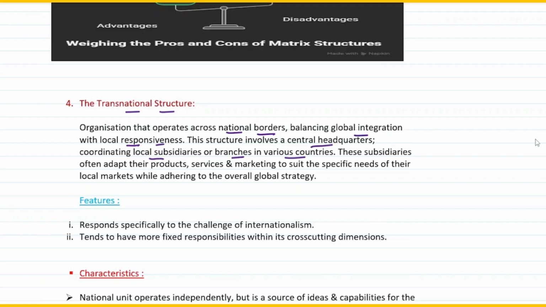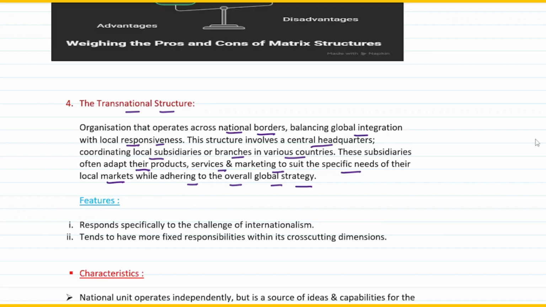These subsidiaries often adapt their products, services and marketing to suit the specific needs of the local markets while adhering to the overall global strategy. So their idea is basically that the local subsidiaries are able to adapt the product, services and marketing techniques to suit local needs, but they have to keep the overall global strategy in mind also. So that's what this all talks about.